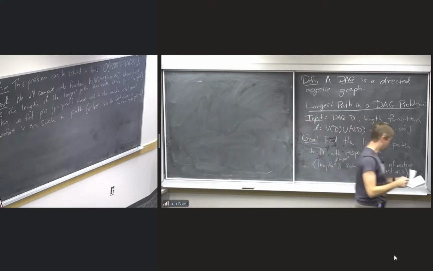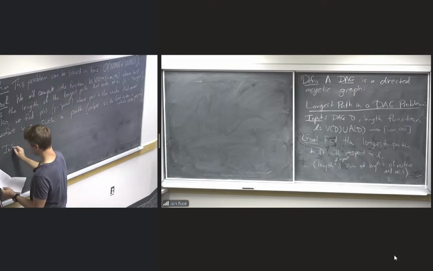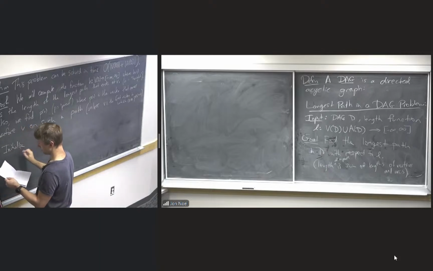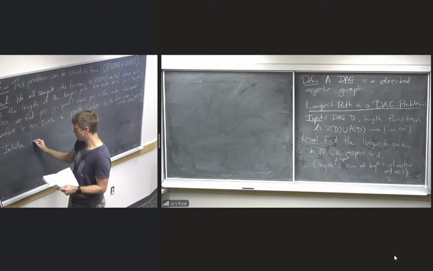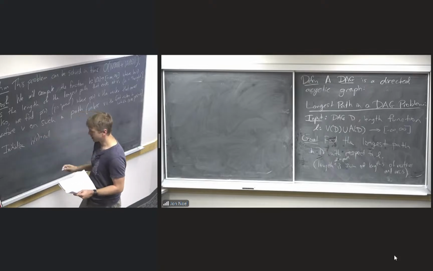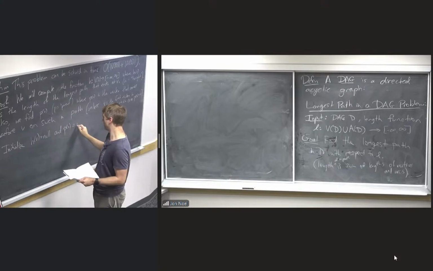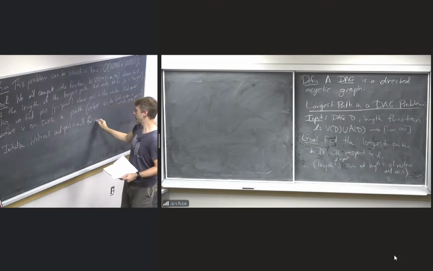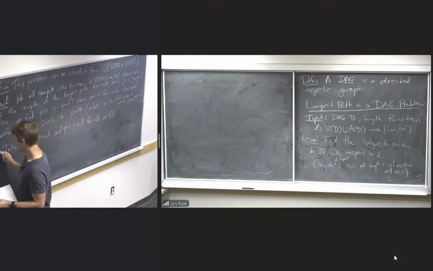Actually, maybe I'll write a couple more things over here. So I'm going to initialize, maybe I'll just call all of these things null, for all vertices, at the beginning of the algorithm, and now I'm going to run the algorithm.